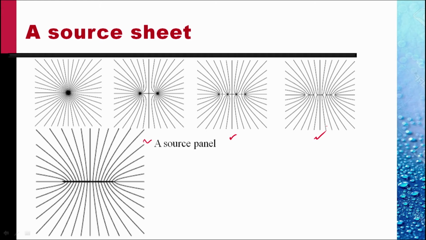The advantage of this source panel is that it does not have a singularity like the singularity we had in a source, because the velocity there varied like 1 over r. So as r tends to 0, there was a singularity. On the source panel, there is no singularity of that kind. We define lambda, a function of s, to be the source strength per unit length over this source panel.